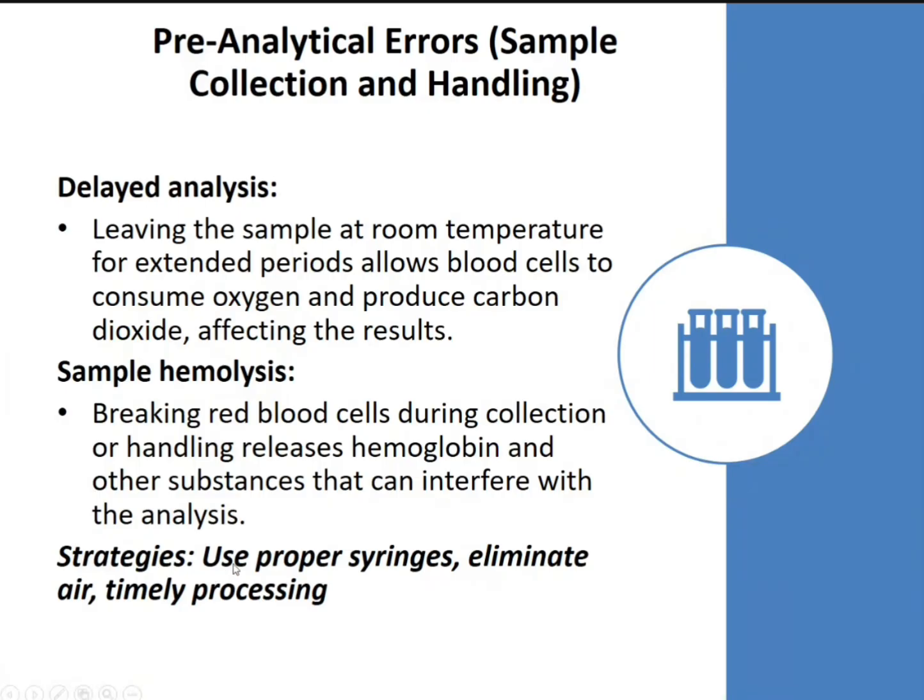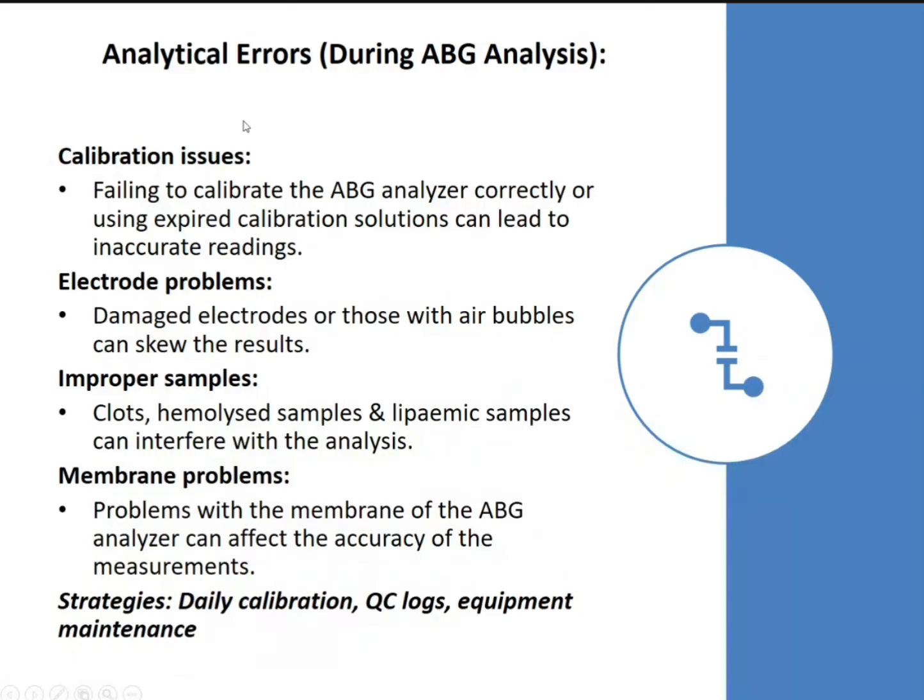So you have to be very careful and it has to be done under stringent conditions, proper syringe with an ice pack if it is not being done at the same level. Whenever it is being transported in a heparinized syringe, remove the bubble and so on. Other analytical errors may be due to lack of calibration. Sometimes ABG analyzers need to be calibrated frequently, where if it is not done, you're obviously going to get erroneous values. There may be problems with the membrane, improper sampling, clots, hemolysis, lipemic samples, all of these can impact.